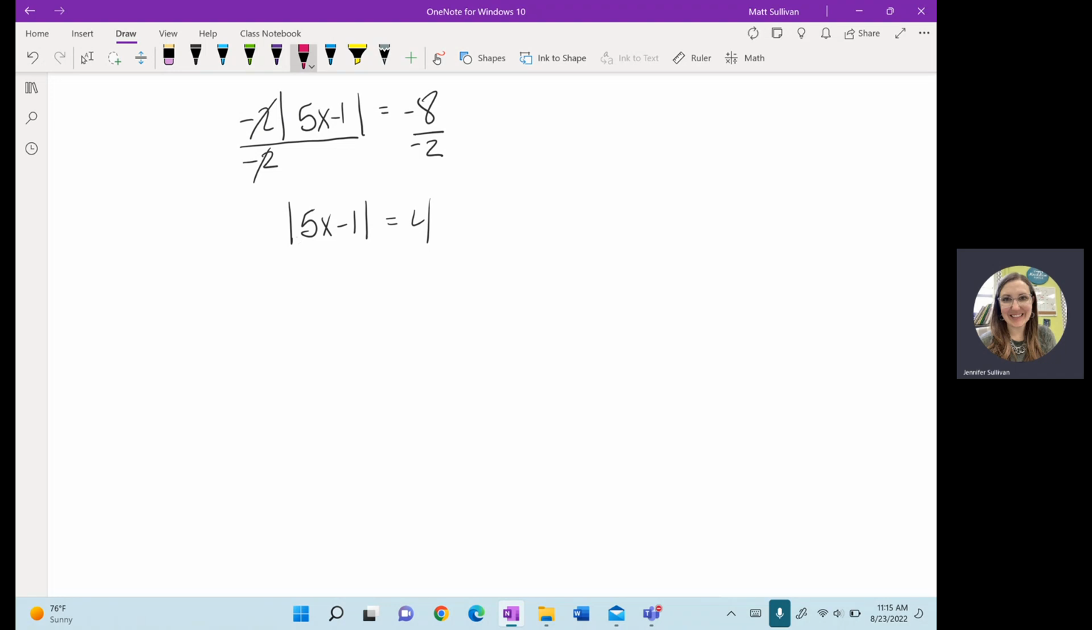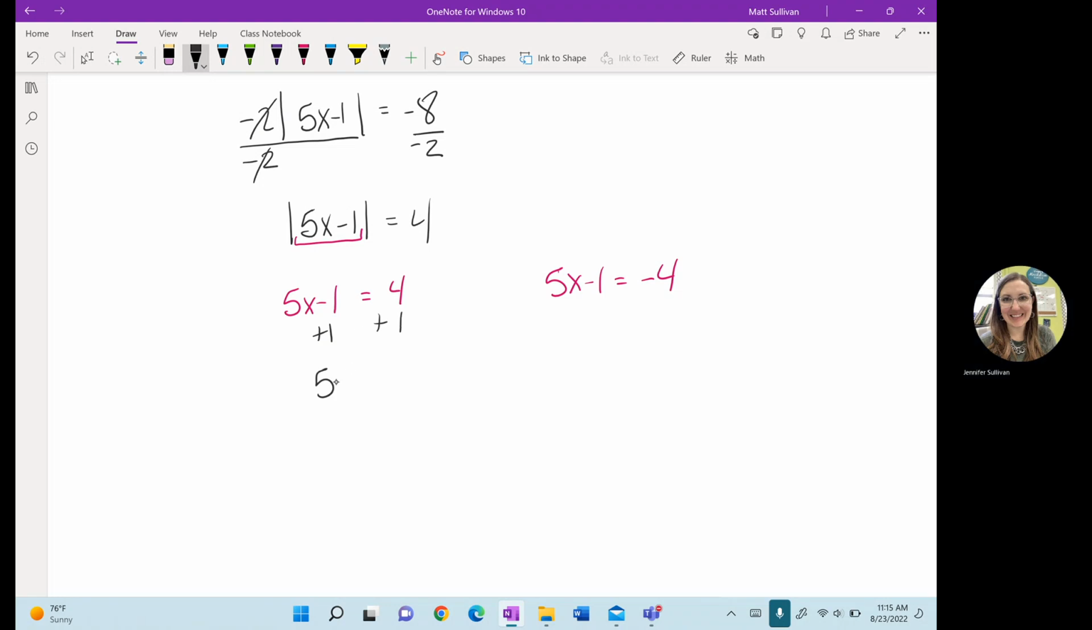Write two equations. I'm going to take what's on the inside, 5x minus 1. I'm going to set it equal to the positive, and take 5x minus 1 and set it equal to the negative. Again, notice how the 5x minus 1 does not change. And so now we solve. Undo the subtracting first by adding. Then undo the multiply by dividing.